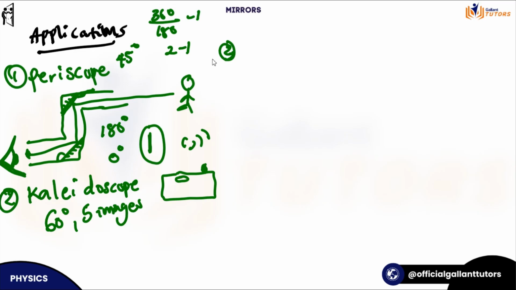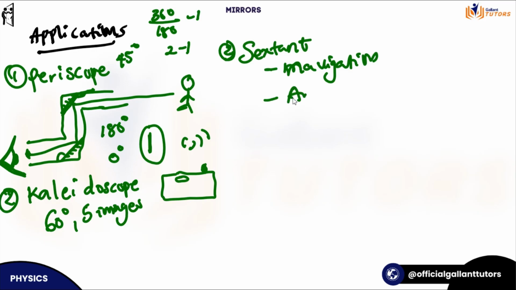Now, another application of plane mirror to be precise, is sextants. Now, sextants is something that every one of you should know. So sextant is used in navigation, right? It's used in navigation and also in finding the angle of elevation of the sun. So it's used in navigation and angle of elevation. Angle of elevation of what? Of the sun. Is that very clear?